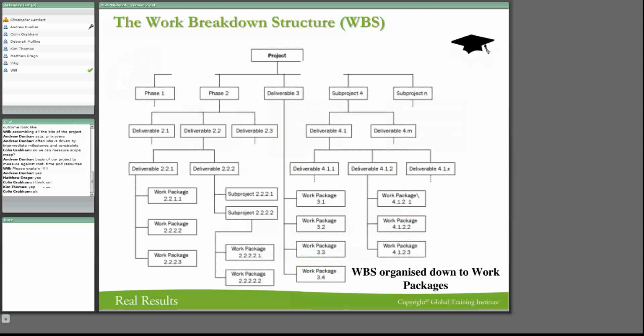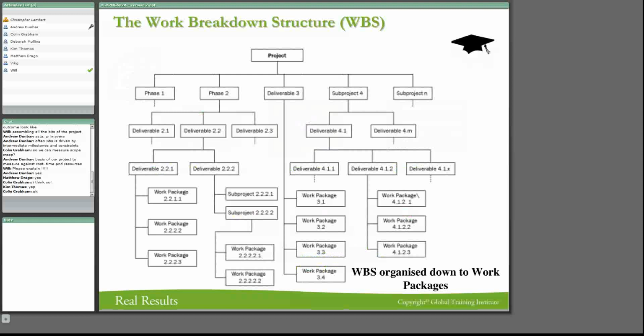Here is a work breakdown structure, and this one is done by phases and deliverables, if you like. At the top there you will see phase 1, phase 2. Do you want me to make this full screen so maybe a little bit better? There we go. Does that look a bit clearer then?